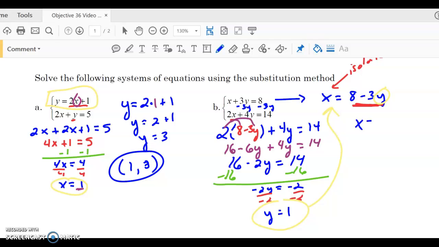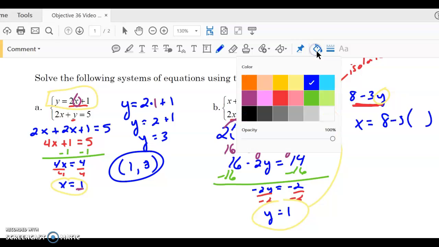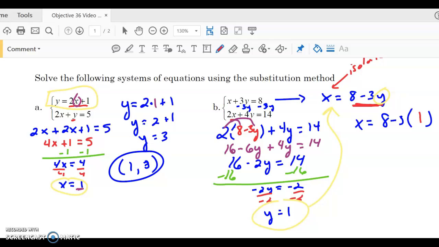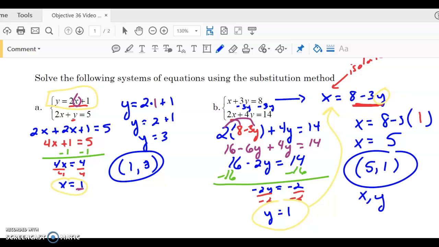So x equals 8 minus 3. Take out the y and plug in a 1. Now I can do the math. I have x equals 8 minus 3 because the 1 is irrelevant. So I get x equals 5. My final answer would be (5, 1). Remember, we always write x comma y and use parentheses to indicate a coordinate.